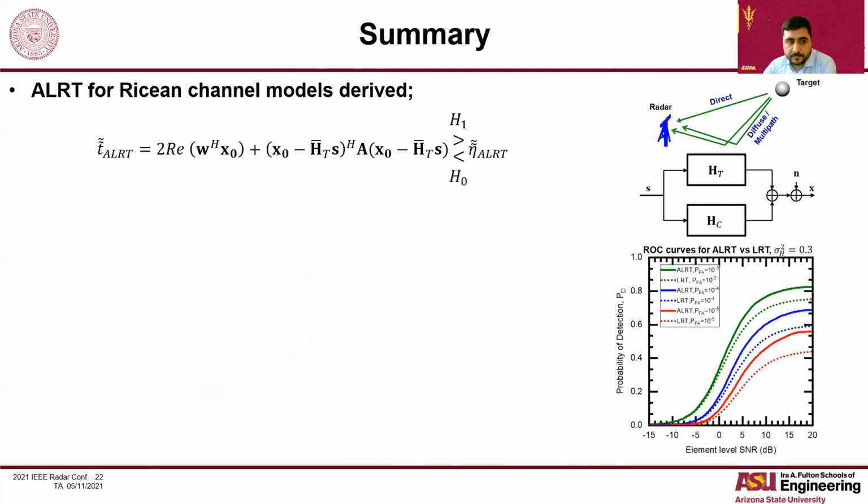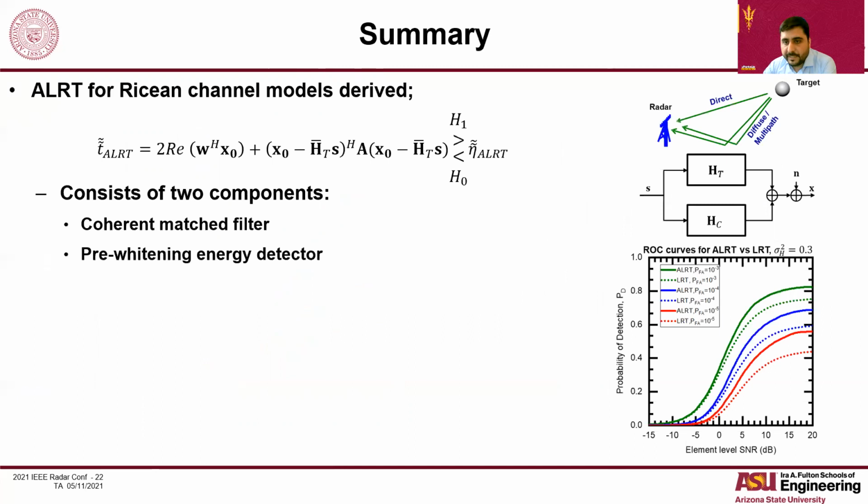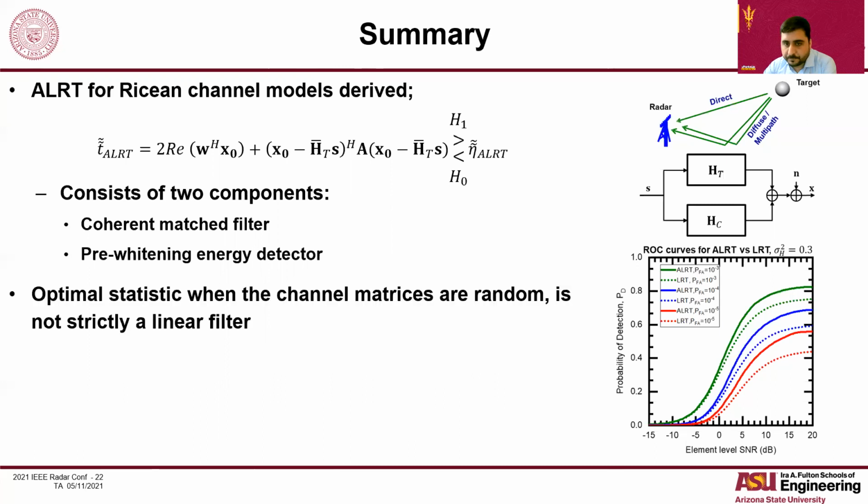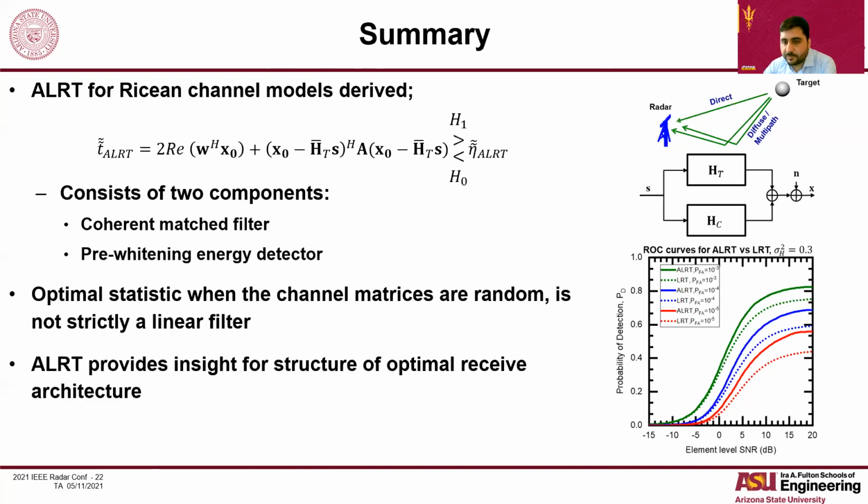In this work, an ALRT-based receiver architecture for Ricean channel model based cognitive radar is derived. The ALRT-based receiver came out to consist of 2 parts: one is a coherent match filter, and the other is a pre-whitening energy detector. We also found the answer to our question that the optimal statistic when the channel matrices are random is not strictly a linear filter. And finally, ALRT provides insight into the structure of the optimal receiver architecture.